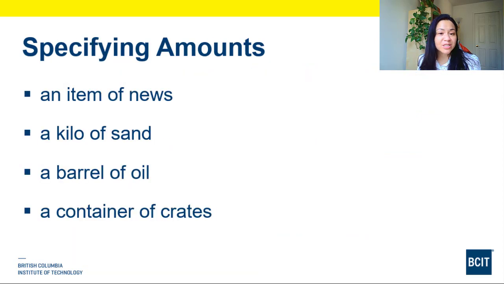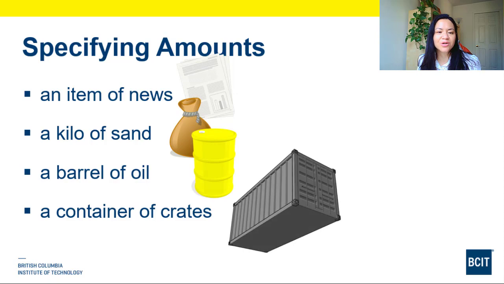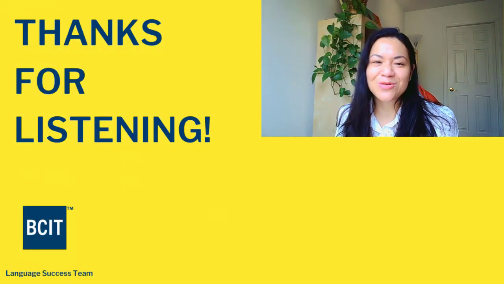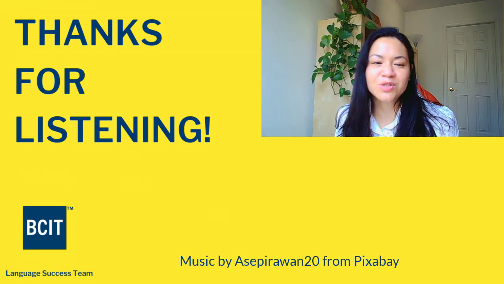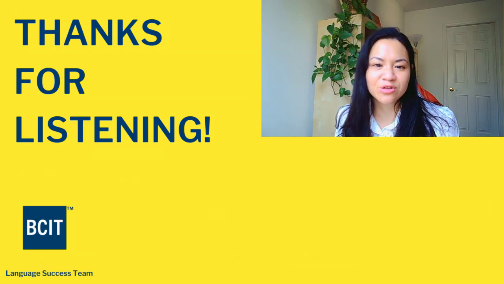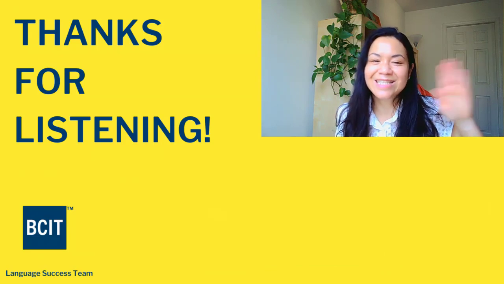And if you want to specify amounts for uncountable nouns like fluids, solids, gases, and particles, we will use words of measurement like an item of news, a kilo of sand, a barrel of oil, or a container of crates. And that's it. Remember, the most important thing is to find out how specific words are used in your discipline and then find out if their form is countable or uncountable before you use them in your writing or speaking. Thanks for listening.